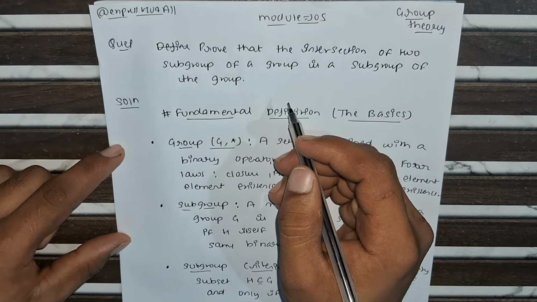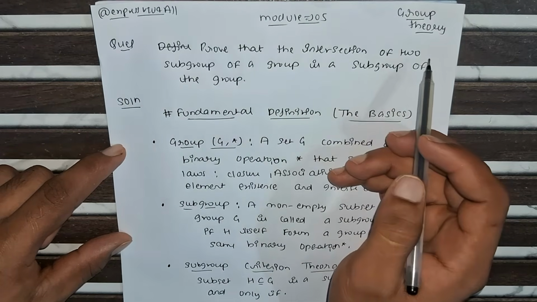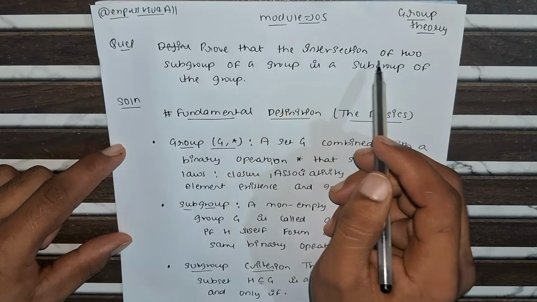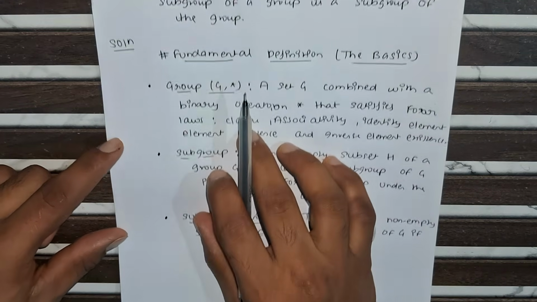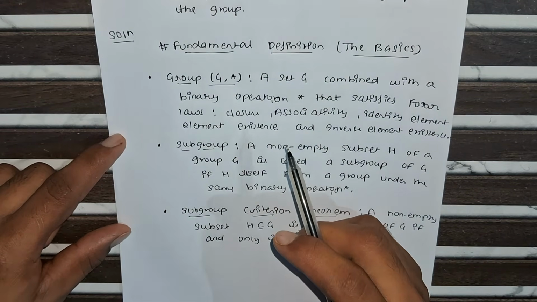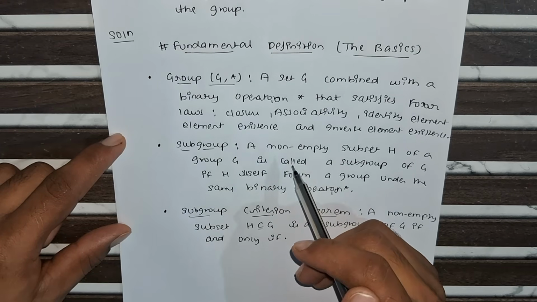In this video, we are going to solve a very important problem for Module 5, which is based on group theory. So the question is, prove that the intersection of two subgroups of a group is a subgroup of the group. Before starting the proof, let's establish the definitions that the examiner looks for. These are the fundamental definitions.